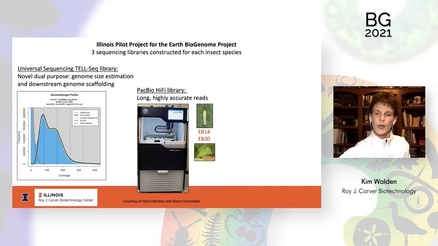The second library was the PacBio HiFi library, generating long, highly accurate reads. The GenomeScope analyses guided the number of HiFi flow cells needed for sequencing on our core facility's PacBio Sequel IIe. Two of the samples, EB14 and EB20, were not pursued for PacBio HiFi sequencing at this point, as their estimated genome size would have required a number of flow cells outside of the pilot project budget.